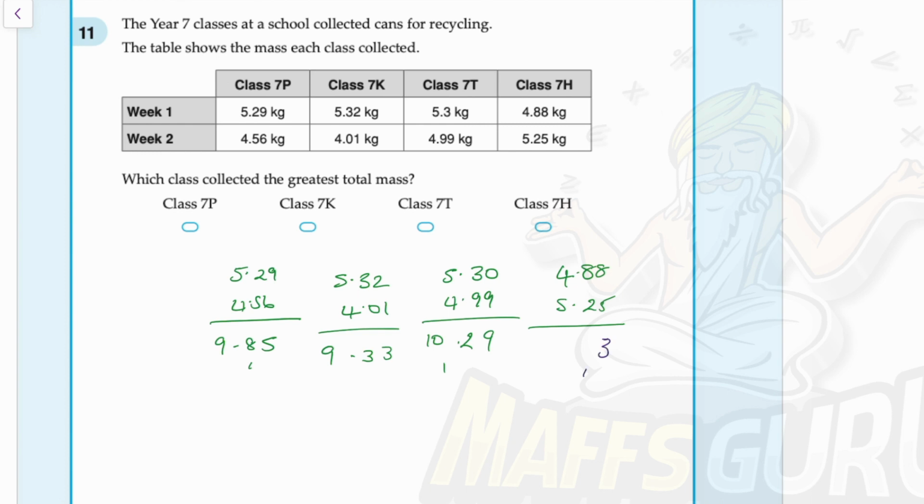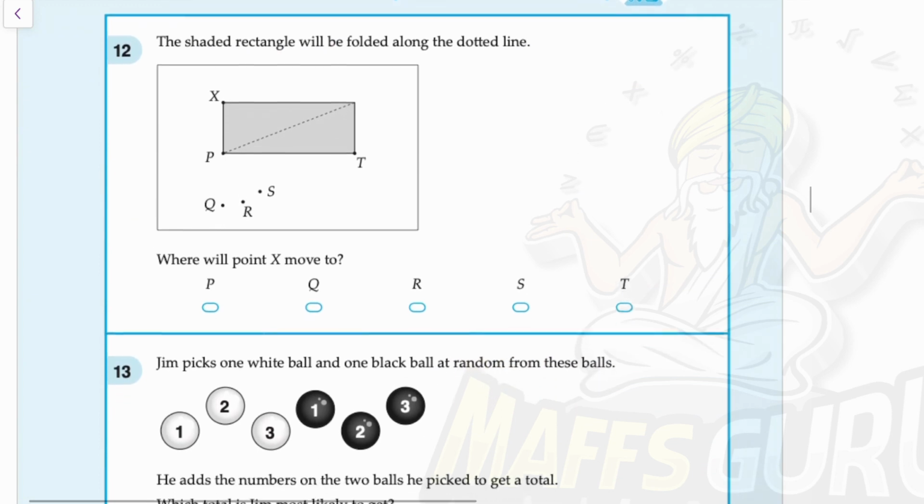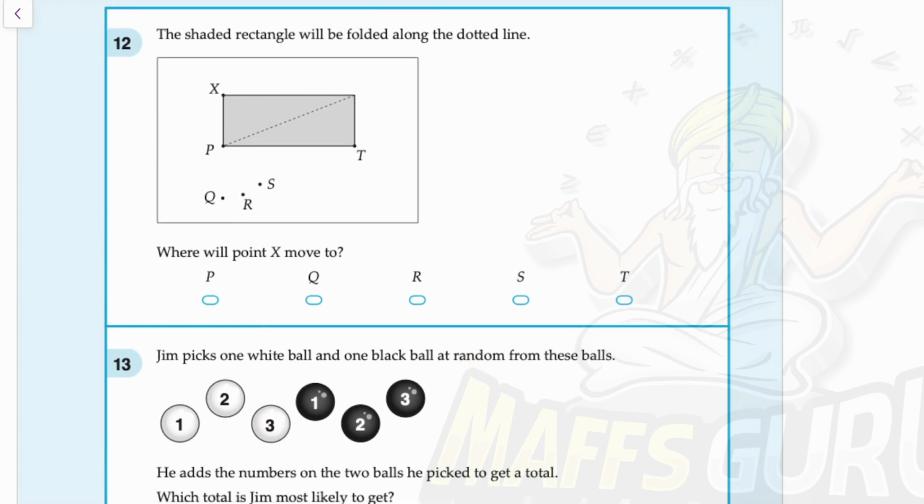13, 8, 9, 10. Oh, I keep doing that. What's going on with this question? So let's see. 8, 9, 10. That's going to be 11. 5, 6, 7, 8, 9, 10.13. So what does it want? The greatest total mass. Well, I think that 10.29 is the highest value, and so class 7T. Right, if you can think of a better way to do that one, please leave a message on my YouTube channel. Always very happy to hear from people.